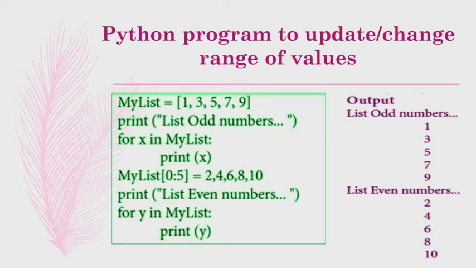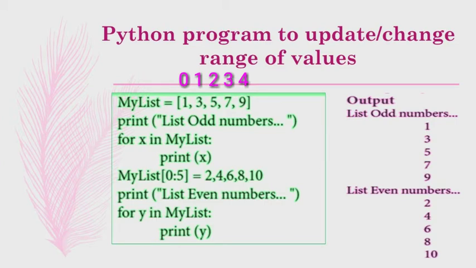So here you have to specify the range. The first element is 0, the last element is 4, but you have to specify 0 to 5. Write the beginning index and ending index, 0 colon 5. Write the new values: 2 4 6 8 10. These are even numbers, and print list of even numbers. Next, for y in my list print y.